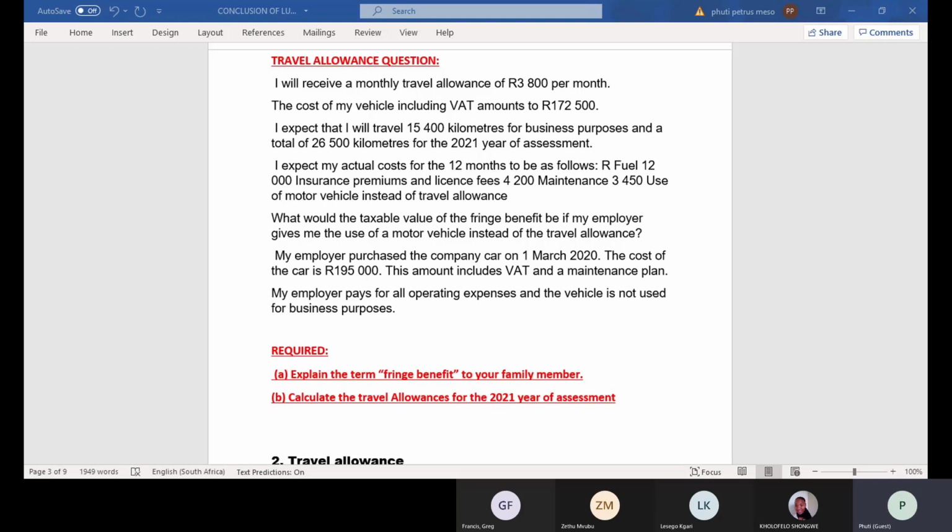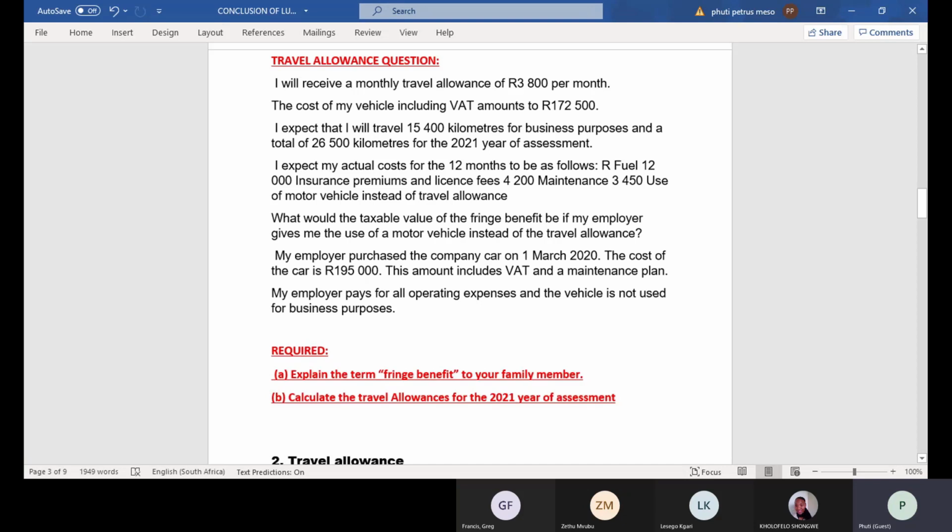The definition for the fringe benefit is quite easy. All you need to know is it's a benefit from your employer in a form other than cash, meaning that you benefit in a different way than benefiting in cash. That's what's called the fringe benefit. So you just have to be careful on your multiple choice questions. Thank you so much for your participation.